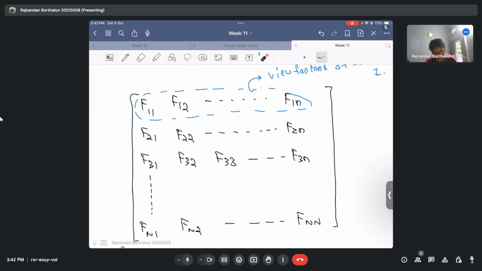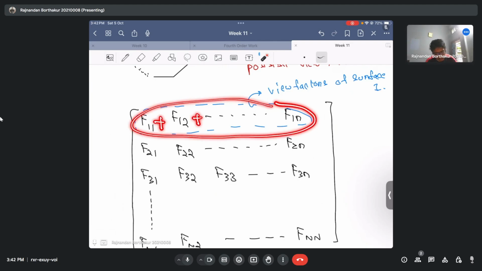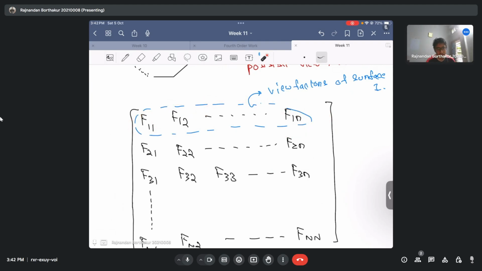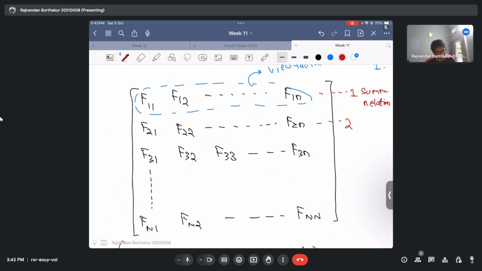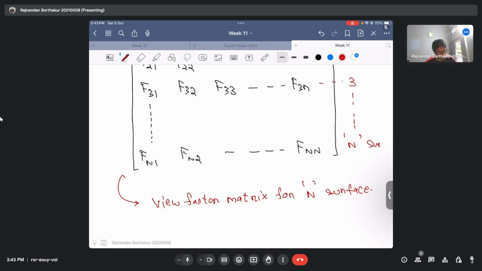For instance, for surface 1, I can write that the summation of f11 plus f12 plus f13 up to f1n is basically equal to 1. So from surface 1 itself, I have one summation relation. Similarly, from surface 2, I will have a second summation relation, and from surface 3, a third summation relation. And if I draw this analogy up to the nth surface, I will have n summation relations.